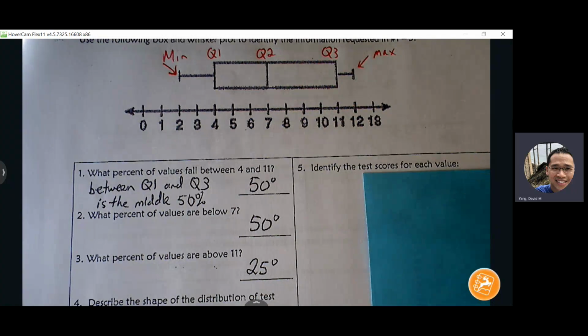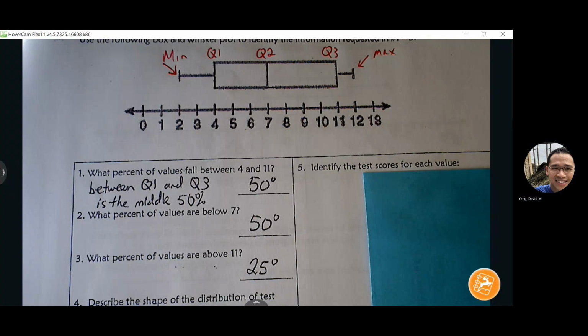For the shape of the distribution, you see which side has the longer set of whiskers. Here, the longer set of whiskers is on the left, so skew left. If the longer whisker is on the right, then skew right. If it is centered, then symmetrical.